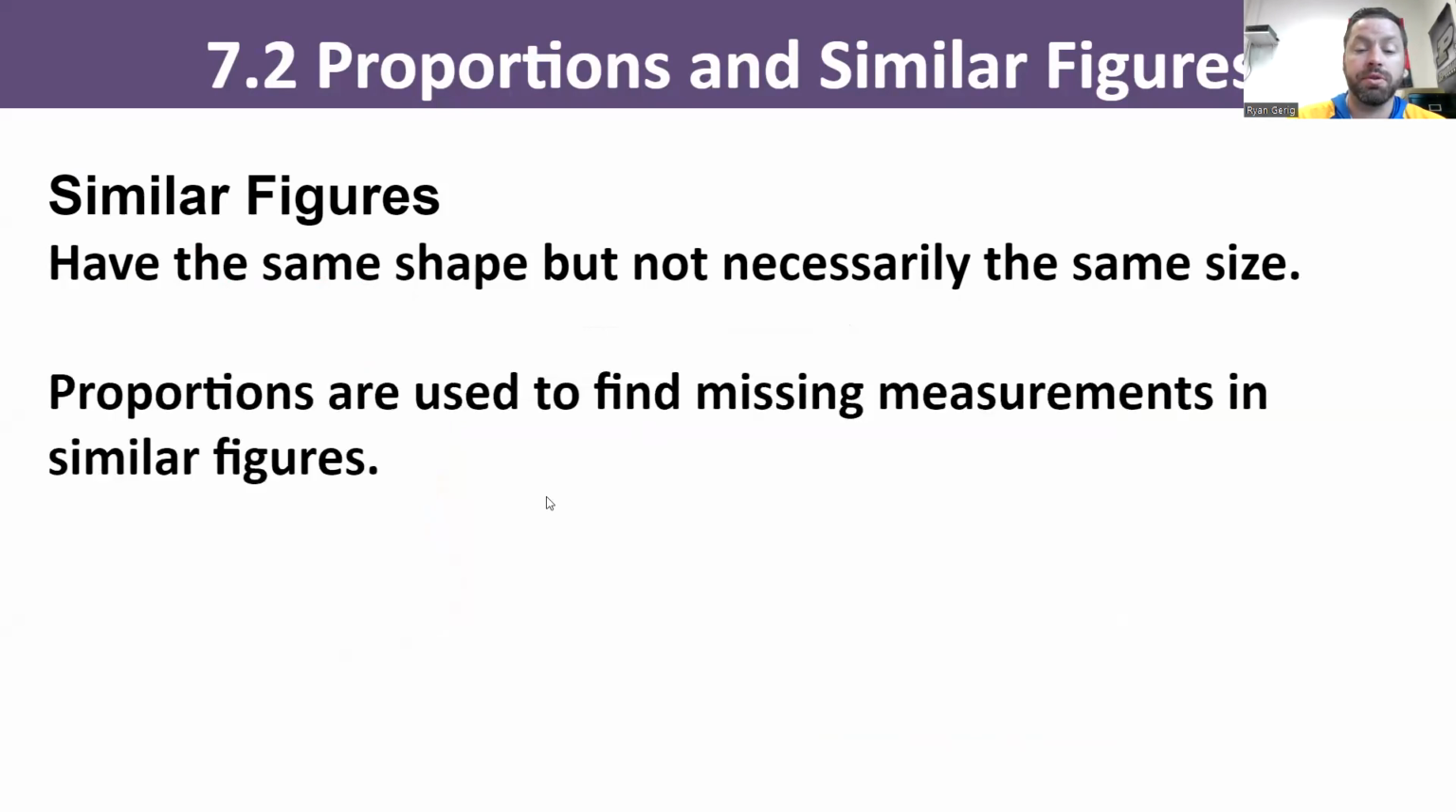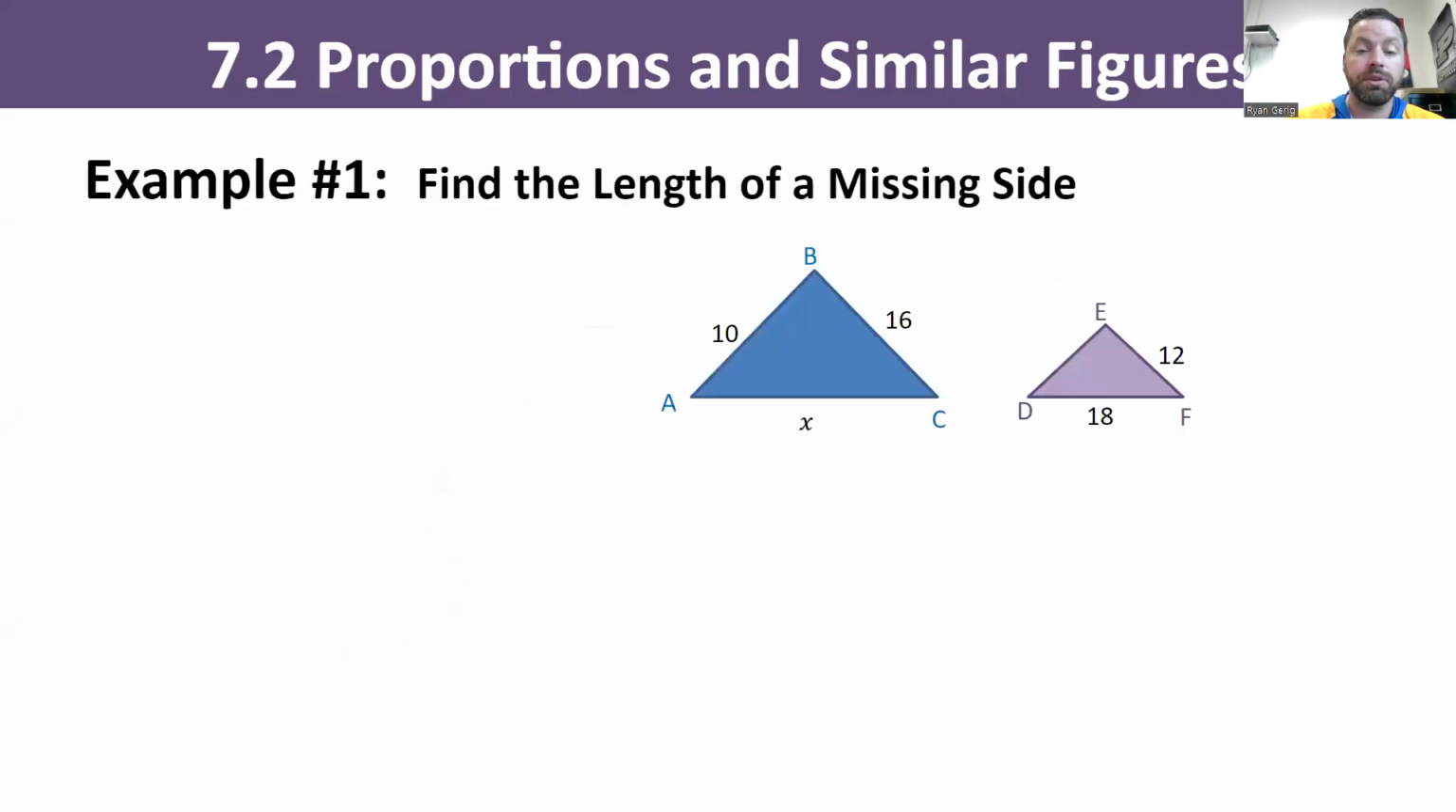Proportions are used to find those missing measurements in similar figures. So here's an example. These two triangles are similar. I'm going to tell you that. So what can we do if we have a missing side? You see it right there. AC is a missing length. We can use this and set up a proportion to solve for X.